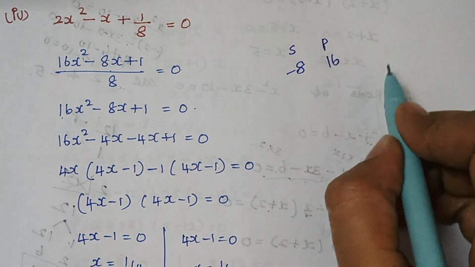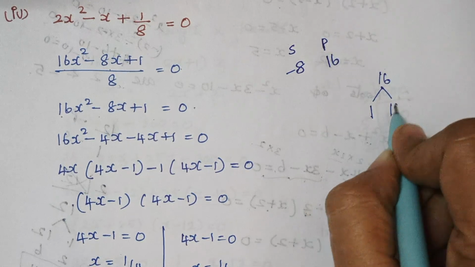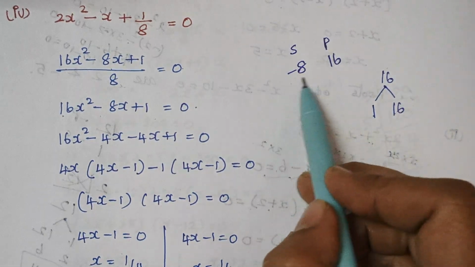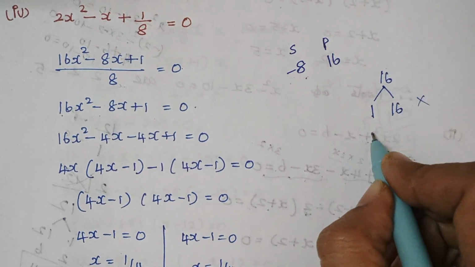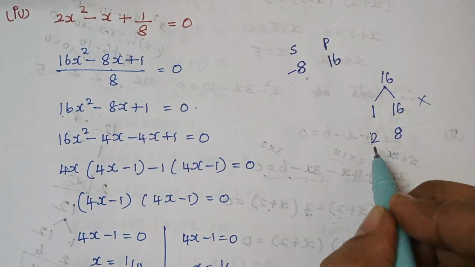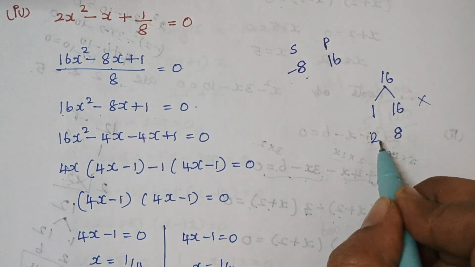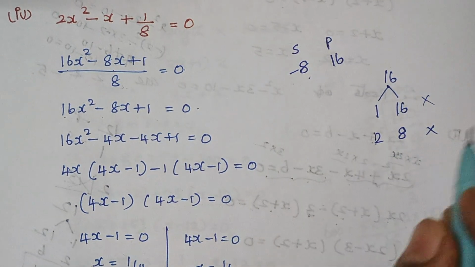So here we are going to find the factors. 16 can be written as 1 into 16, but you need the sum as −8, so this doesn't suit you. The next thing is 2 eights are 16, and when you find the sum, 8 minus 2 gives you 6 and 8 plus 2 gives you 10. No, this is also not possible.